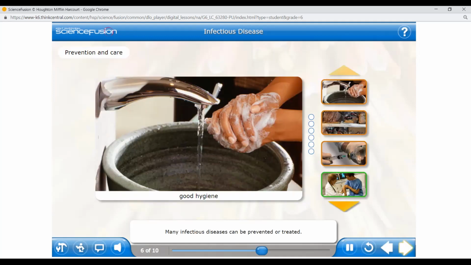Many infectious diseases can be prevented. Now we will take the precautions, how to prevent them and how to care for them. Give me a moment, girls. Okay, miss. Okay, so now let us see the prevention and the care.